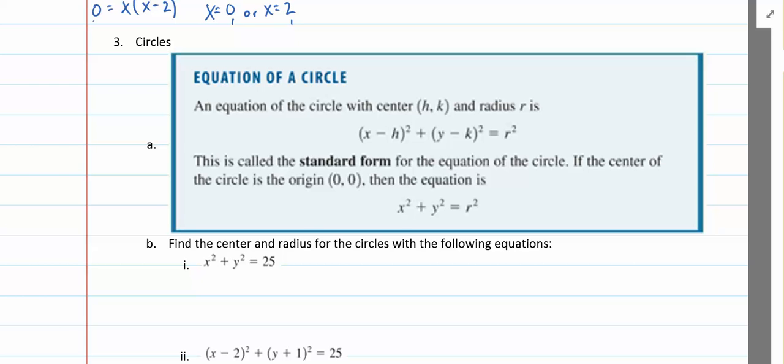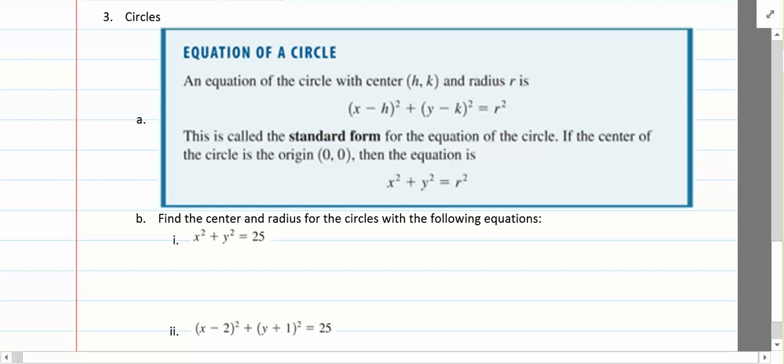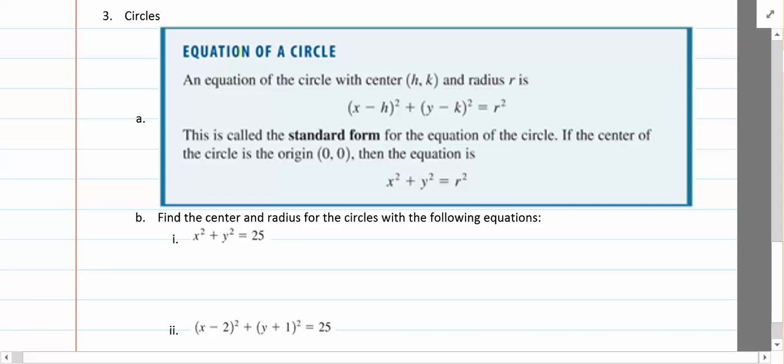In the last video, we spent some time discussing equations and how they represent all points that satisfy an equation on a Cartesian coordinate grid. Here we're going to talk a little bit about circles and the equation of a circle.